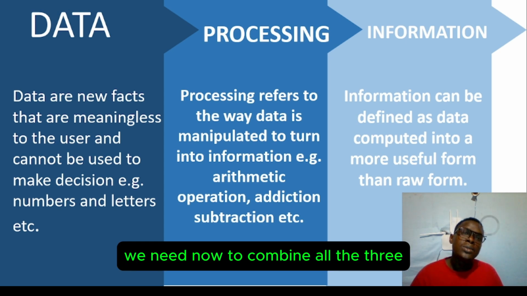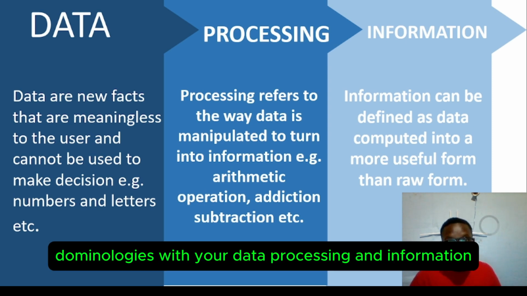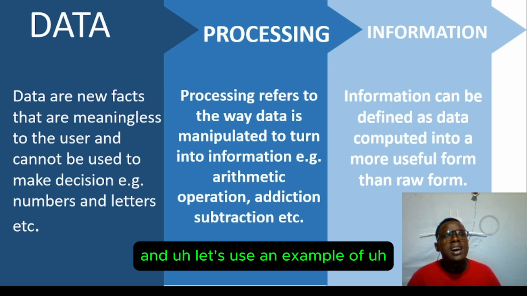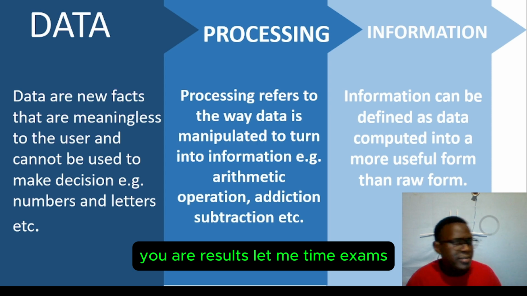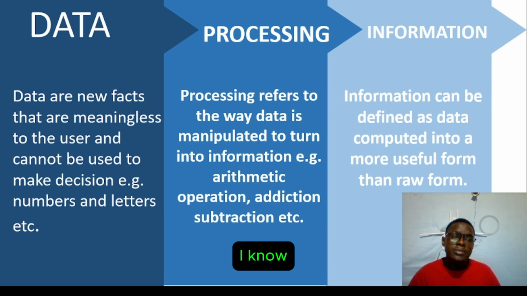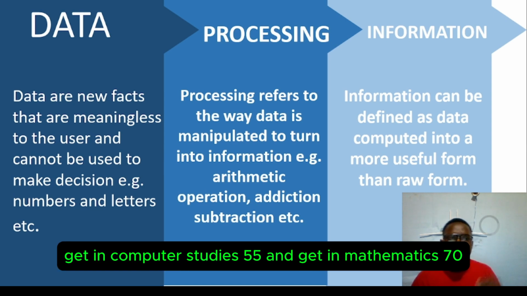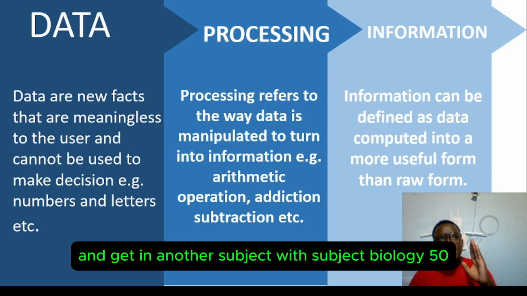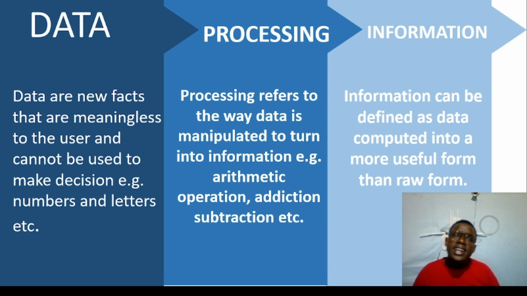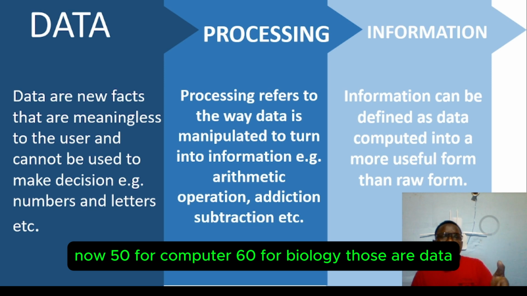We need now to combine all three terminologies, which are data, processing, and information. Let's use an example of your midterm exam results. Let's say a student, Brian, gets 55 in computer studies, 70 in mathematics, and in another subject, biology, 50. Those are data now.